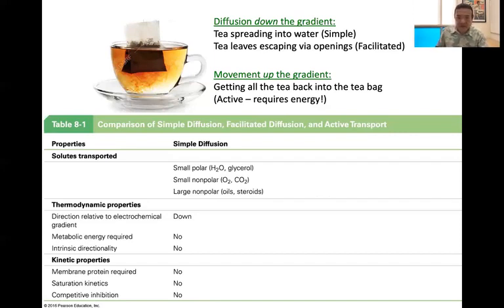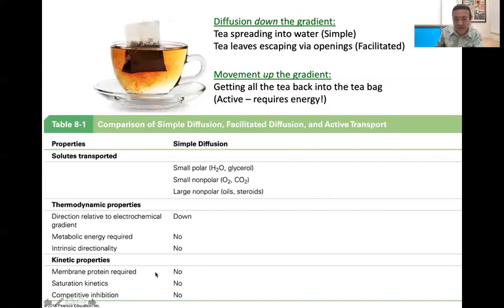So in terms of thermodynamic properties, the direction relative to the electrochemical gradient, they're all going downhill from high to low. Is there any metabolic energy required to do this? No. And there is no intrinsic directionality, meaning the membrane is not designed to only allow things to flow one direction. It could just be that once the gradients shift, these things will flow in the opposite direction. So there's no real built-in defined directionality.